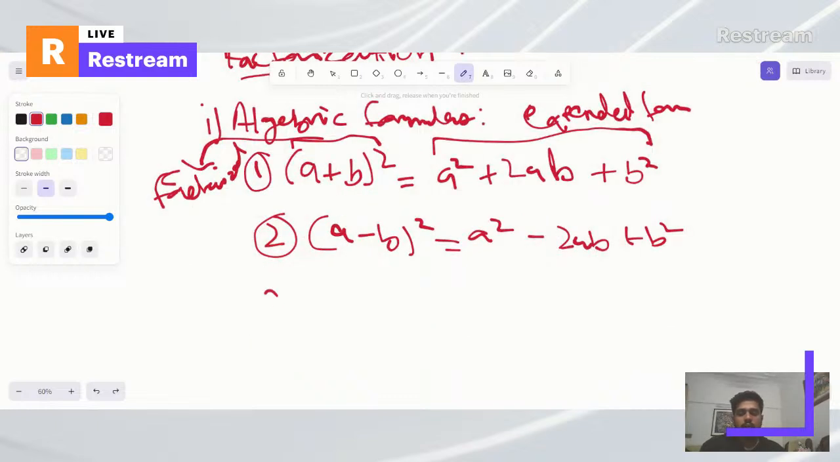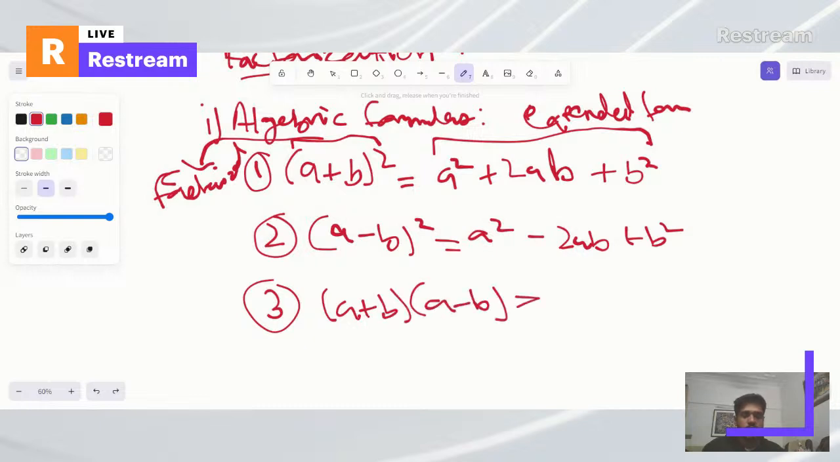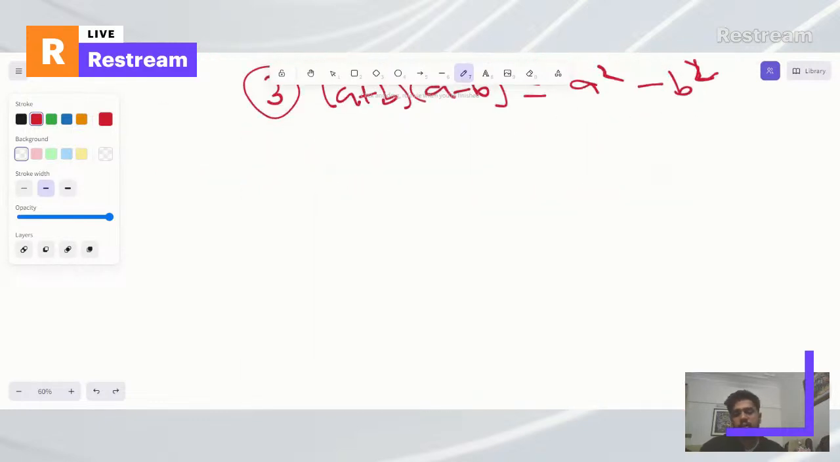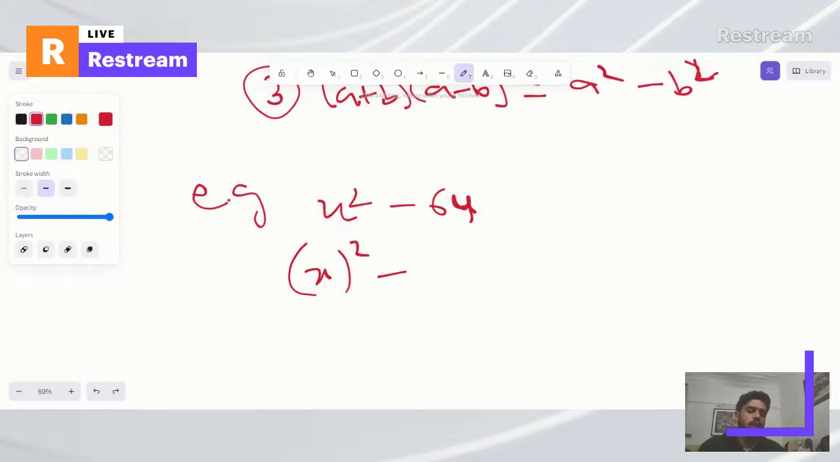All right, now if I go on to the third one, it's going to be a plus b multiplied by a minus b. All right, so it's going to be what? A square minus b square. Now I'm gonna show you how to factorize. What do I mean when I say factorized form? So if you have an expression which is x square minus 64, right? So what are we gonna do? We're gonna take x whole square minus, is 64 a square of some number?